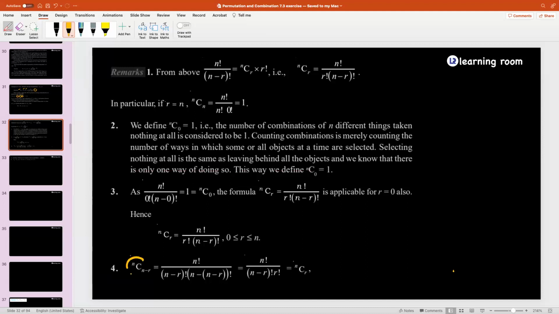So next is, we saw that nC(n minus r) is also the same as nCr. Last class I told you that 5C3 is the same as 5C(5 minus 3). That is, 5C3 is equal to 5C2.